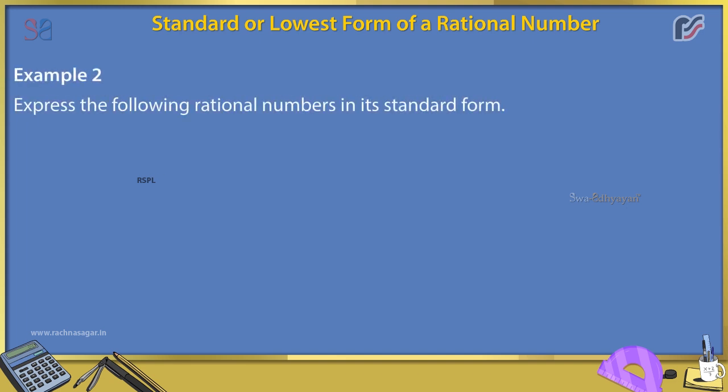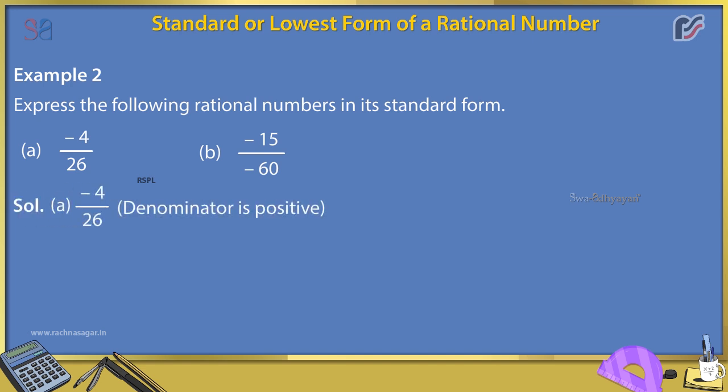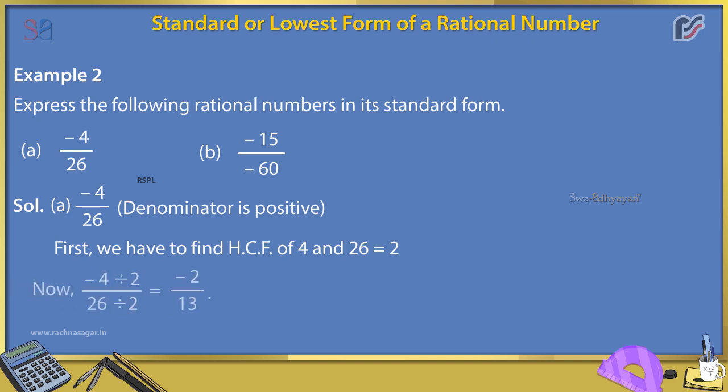Example 2. Express the following rational numbers in their standard form. A. Minus 4 by 26. B. Minus 15 by minus 60. Solution. A. Minus 4 by 26. Denominator is positive. First, we have to find the HCF of 4 and 26, which is equal to 2. Now, minus 4 divided by 2 by 26 divided by 2 is equal to minus 2 by 13.